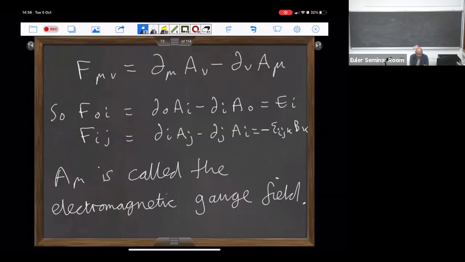And A mu is the field which, if you quantize A mu, you get photons. That's something for you to learn later. So photons are the quanta of the electromagnetic gauge field A mu.